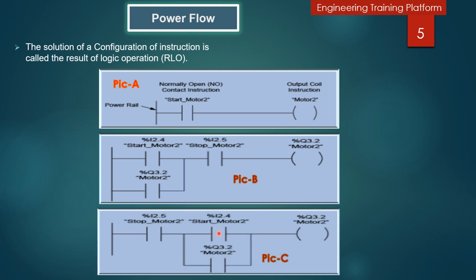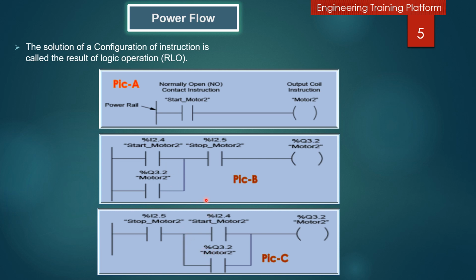Here you can see the parallel connections with the normally open contact. In the first contact, the normally open, this is the first contact for the stop motor 2. It's a normally open contact. It should be normally closed for the power flow.